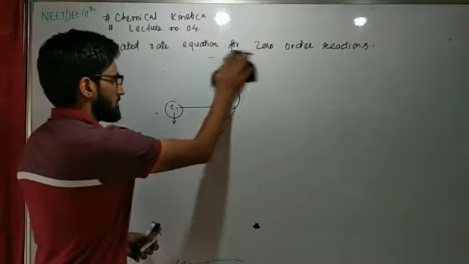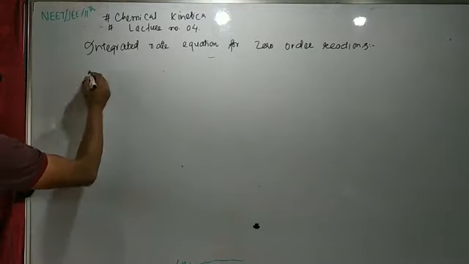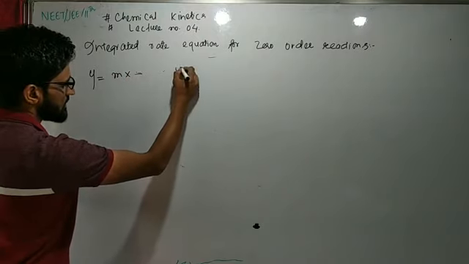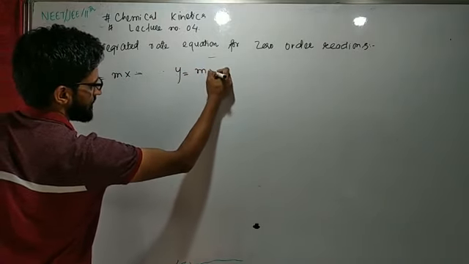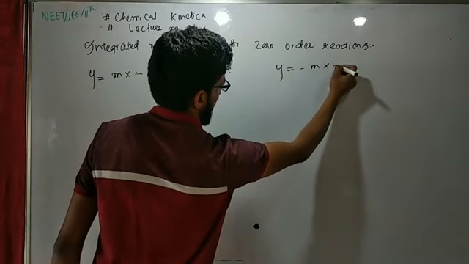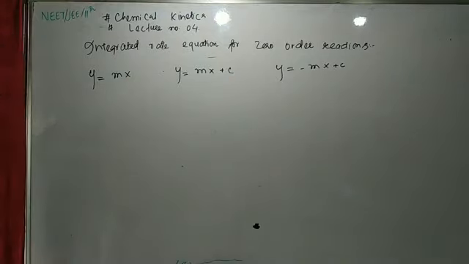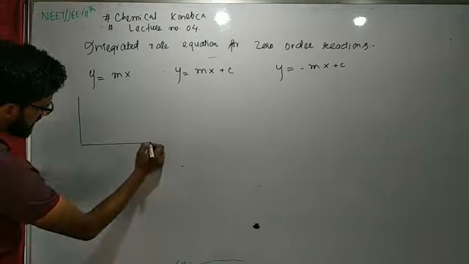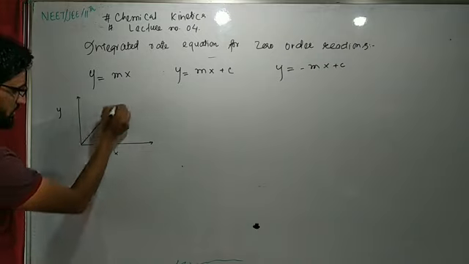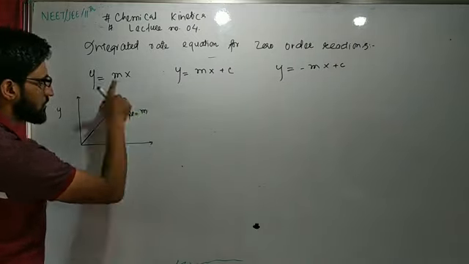Now in integrated rate equations, we study simple graphs. For example, you must have studied the equation of a straight line: y is equal to mx, another is y is equal to mx plus c, and third is y is equal to minus mx plus c. These are all equations of a straight line. The graph for the first equation, on plotting between y and x, is a straight line through the origin. Its slope will be equal to m.